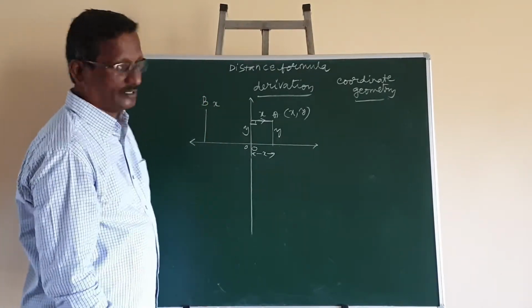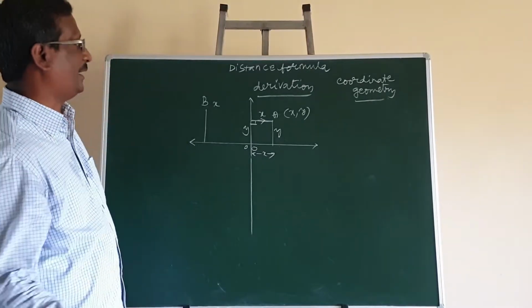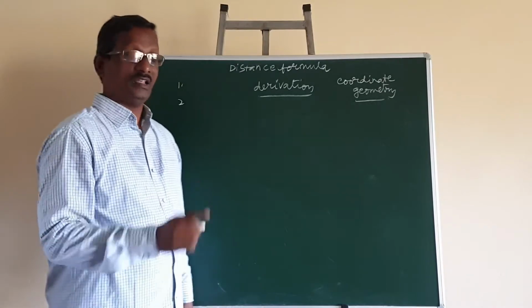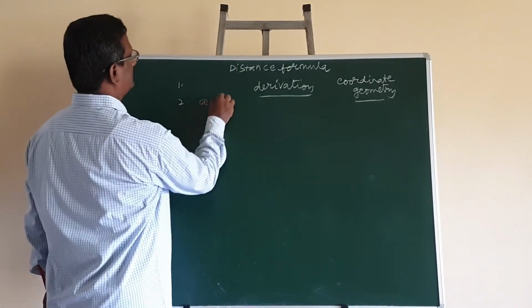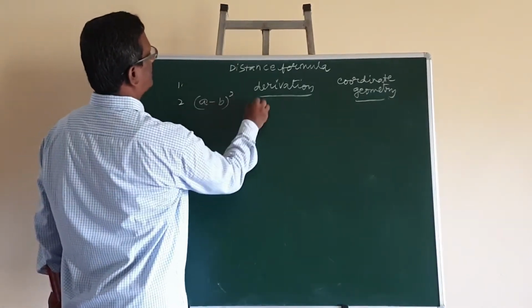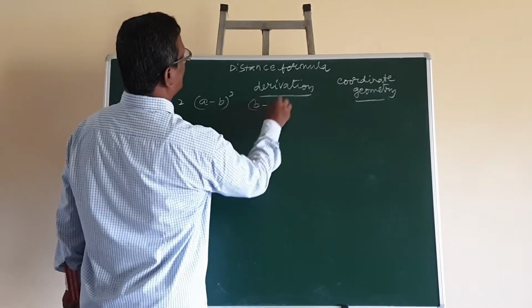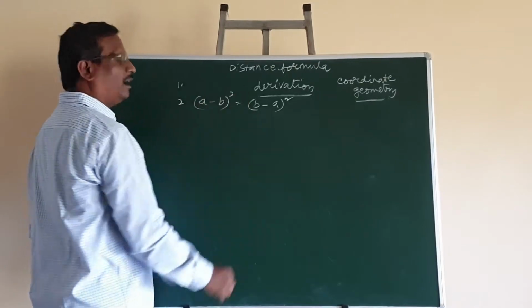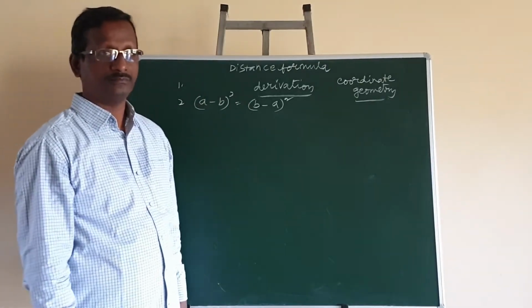Now there is another point to know. What we are supposed to know is that a minus b whole square, or b minus a whole square, these two are equal. Exactly, these two are equal. How do you know, or how do you prove it?